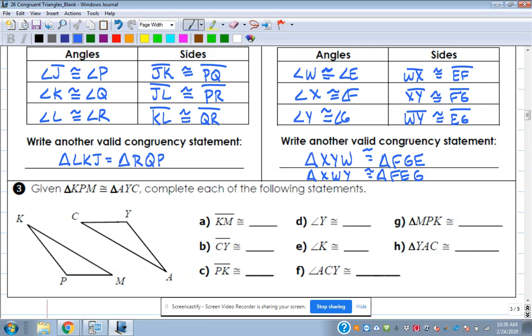So KM is congruent to AC. CY is congruent to PM or MP. It doesn't matter which way. We'll just do MP there. PK, YA or AY, doesn't matter which way. Angle Y, angle P, angle K, angle ACY, KMP.